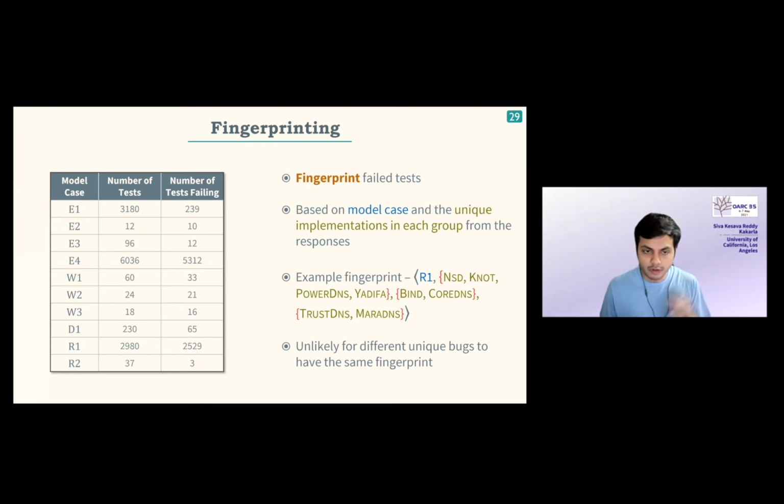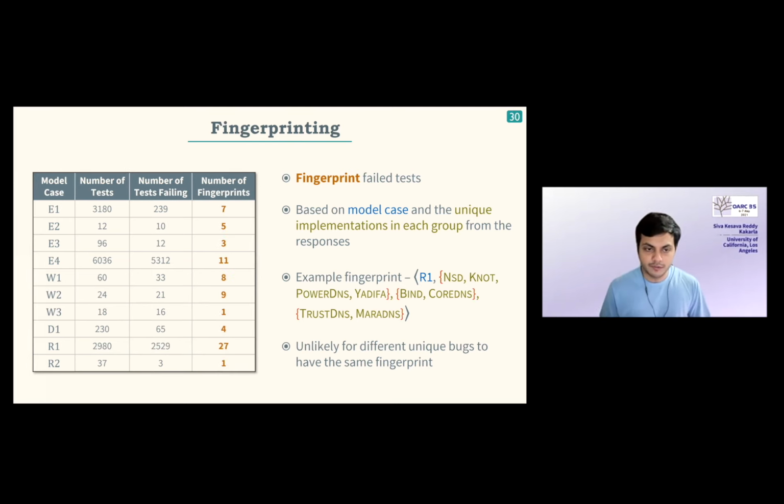Now, after we do the fingerprinting, we end up with almost 70 fingerprints, a reduction of more than 2 orders of magnitude. Some fingerprints had only one test, some had 4, and some had more than 10 test cases. We inspected all the fingerprints that had 4 or fewer tests, and for the other ones, we randomly sampled tests from each fingerprint.